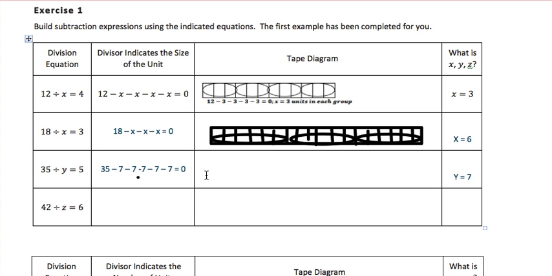And I'm going to leave that for you to draw 35 boxes, same way with the 42. But in the same way that we did the first 2, you'll draw the boxes, 35 boxes, and then you'll circle 7 at a time. And there will be 5 circles of 7.